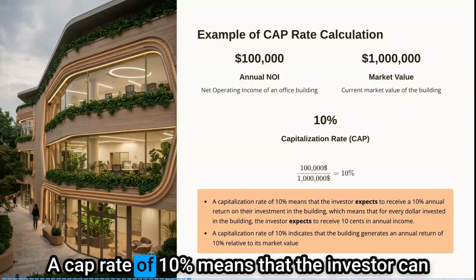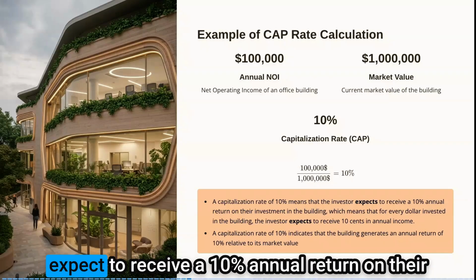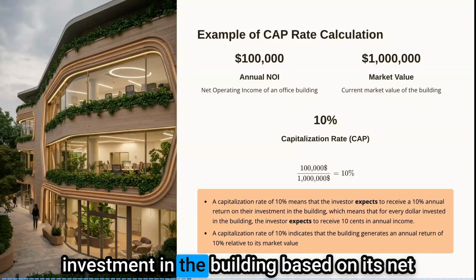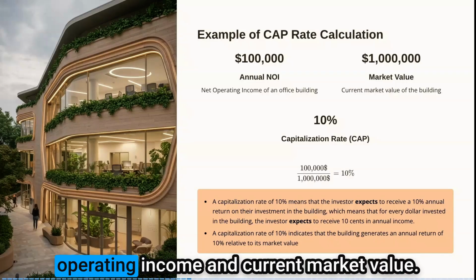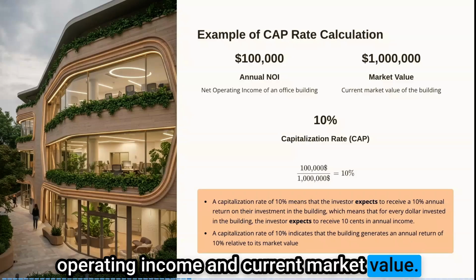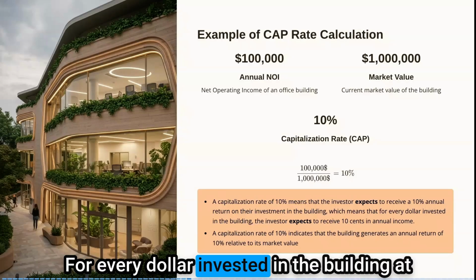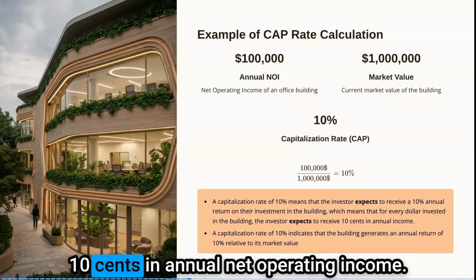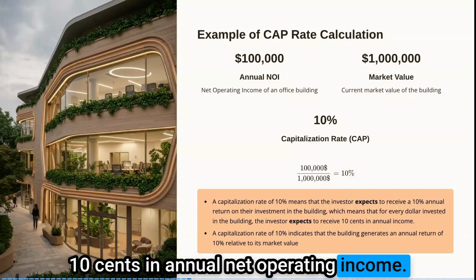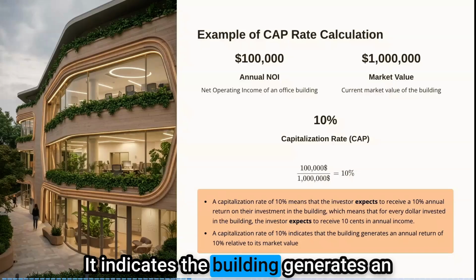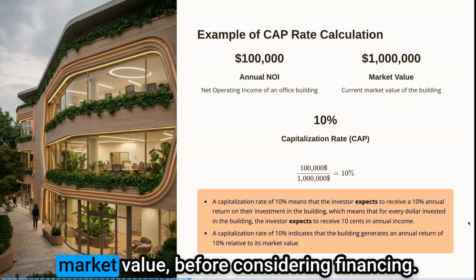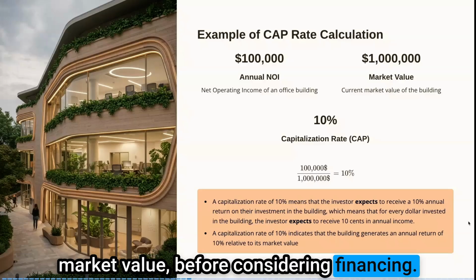A cap rate of 10% means that the investor can expect to receive a 10% annual return on their investment in the building based on its net operating income and current market value. For every dollar invested in the building at this price, the investor expects to receive 10 cents in annual net operating income. It indicates the building generates an annual return of 10% relative to its current market value before considering financing.